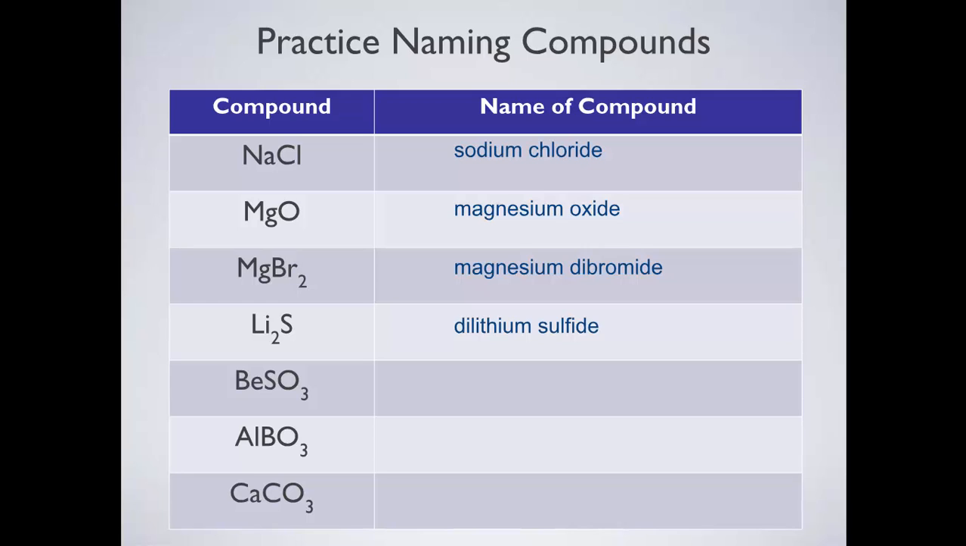How about this next one? Not quite. They're close. Yes, beryllium sulfide. If you look on the back of your table, you'll see SO3 is actually a radical. It's sulfite. So this is beryllium sulfite.